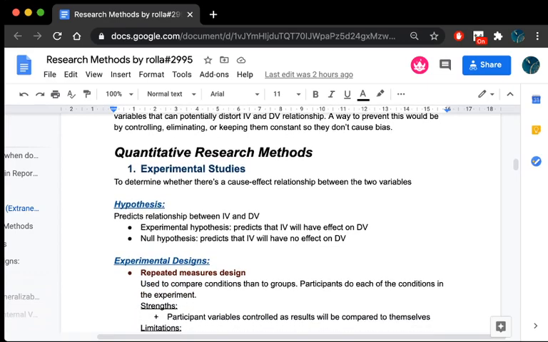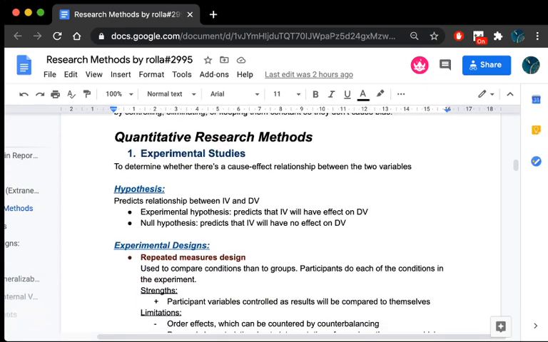Okay, now we jump into quantitative research methods. The first one being experimental studies, which is the classic lab study. And it usually tries to determine whether there's a cause-effect relationship between two variables. You usually start with the hypothesis, which predicts the relationship between the independent variable and the dependent variable. Remember, independent is basically the variable that's being manipulated, while the dependent variable is the variable that changes depending on the independent variable.